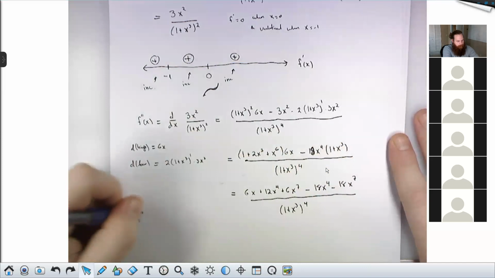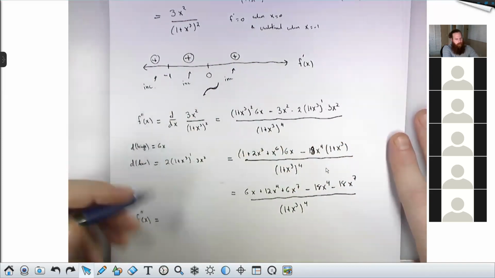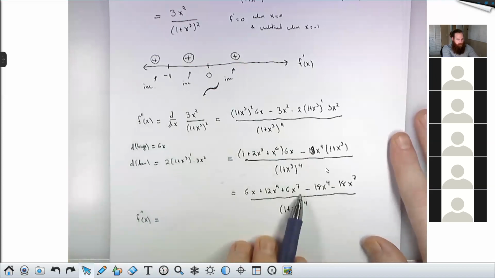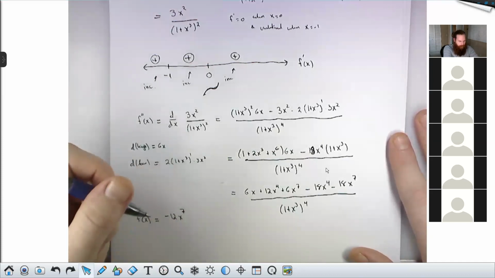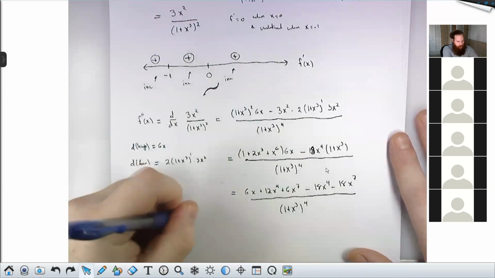So f double prime, let's see what we get. I've got minus 18x to the 7 and plus 6x to the 7. So that's minus 12x to the 7. What about x to the 4s? I've got here a minus 18x to the 4 and a plus 12x to the 4. So that's going to be minus 6x to the 4.